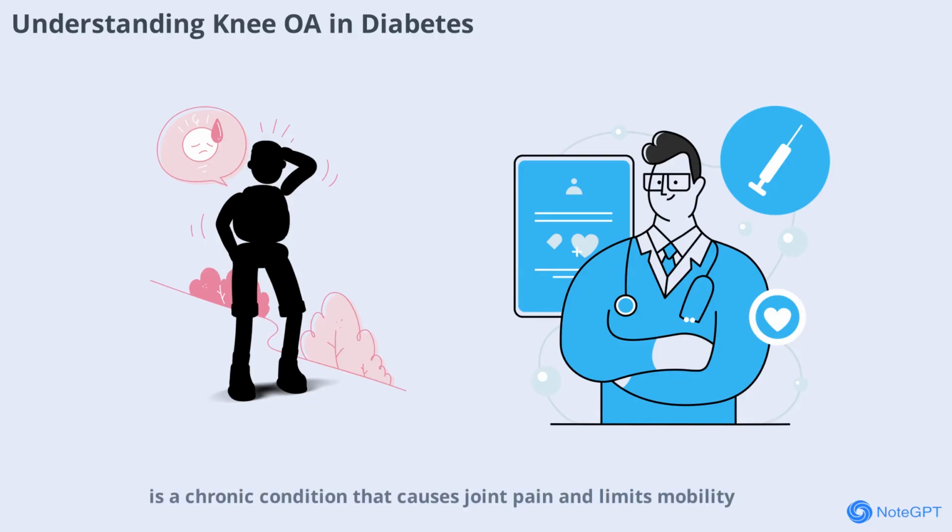Osteoarthritis, or OA, is a chronic condition that causes joint pain and limits mobility, especially among middle-aged and older adults. It's surprisingly common in people living with type 2 diabetes mellitus (T2DM), a disease affecting 1 in 9 adults worldwide.